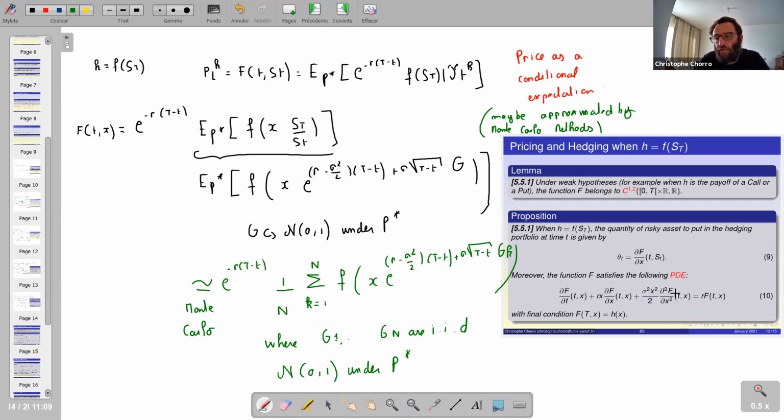And so if you are able to approximate numerically these solutions, you will have the possibility to approximate numerically the price of a contingent claim in the Black and Scholes model.